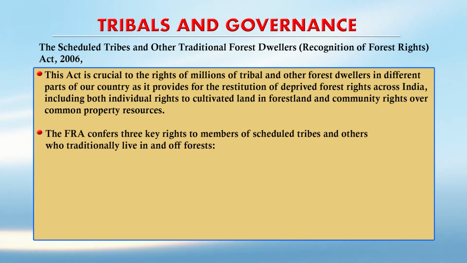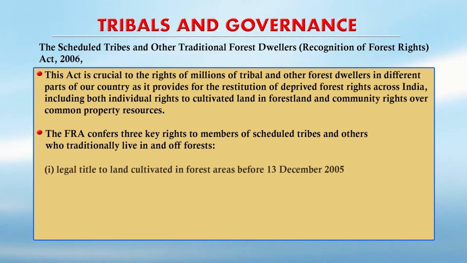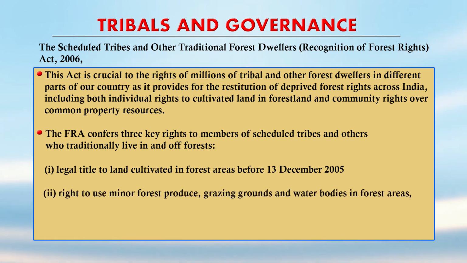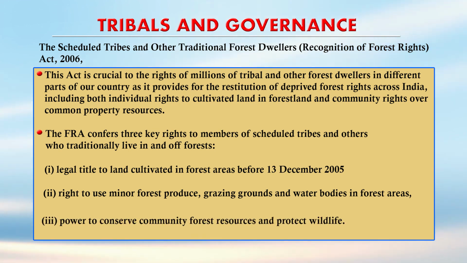The FRA confers three key rights to members of scheduled tribes and others who traditionally live in and of forests: legal title to land cultivated in forest areas before 13 December 2005, right to use minor forest produce, grazing grounds and water bodies in forest areas, and power to conserve community forest resources and protect wildlife.